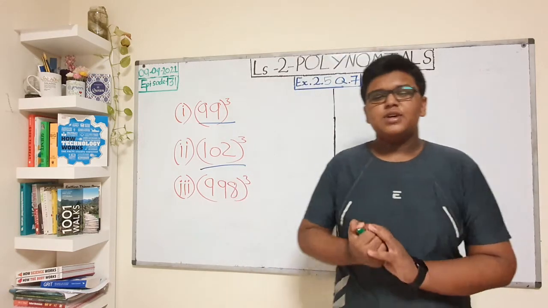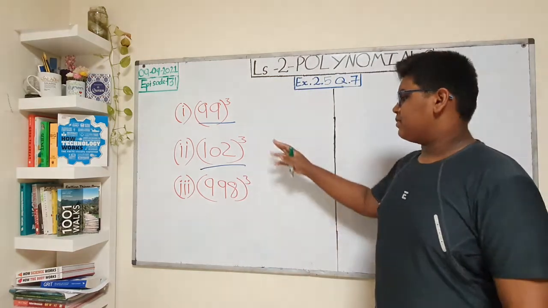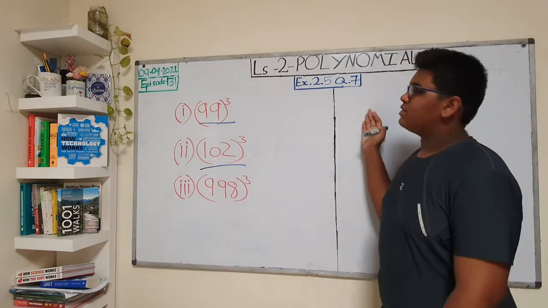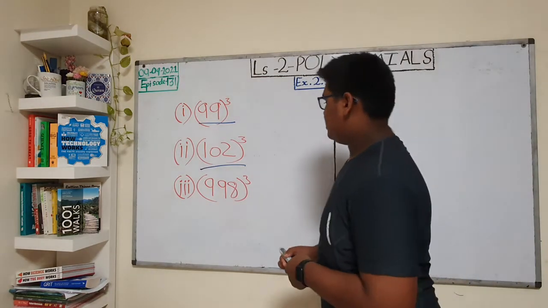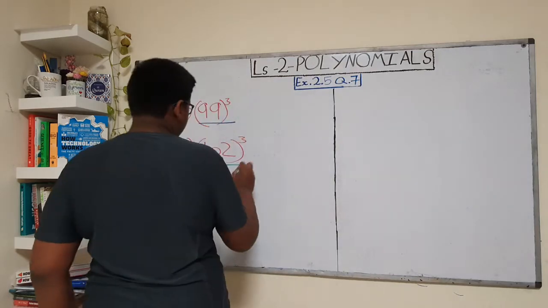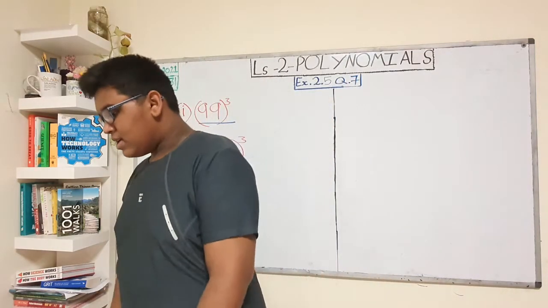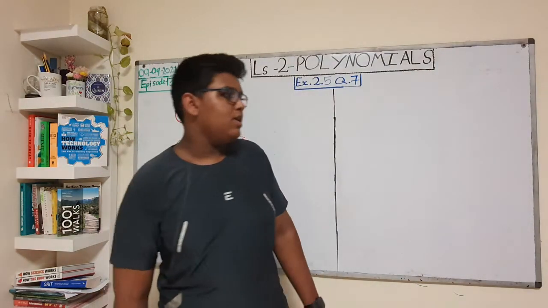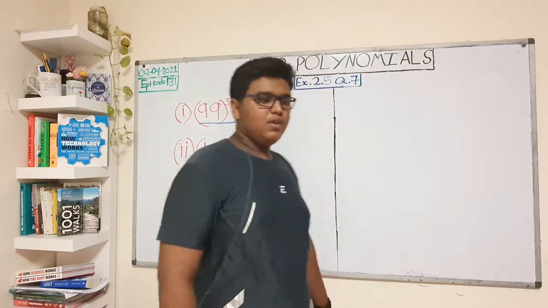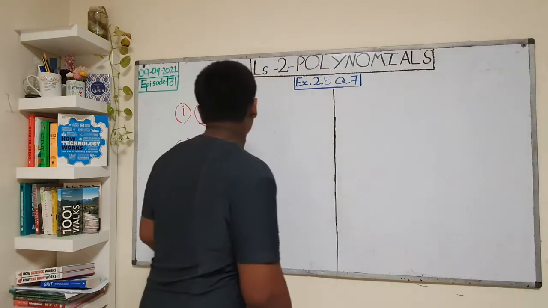In this video, we are going to solve sub question number 2 of question number 7 from exercise 2.5. This is our second last question of question number 7. The question is: evaluate the following using suitable identities. We have to evaluate all of these three questions, and we have finished our first one.